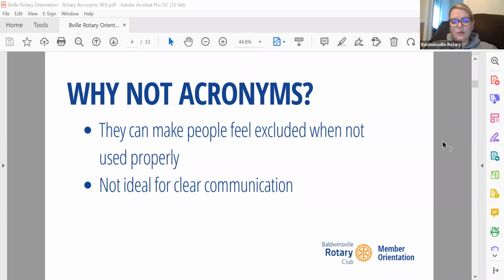They're not always a great thing, because if you're using an acronym while speaking or communicating with someone who doesn't know it, it can make them feel excluded or left out. It's like speaking another language that they don't speak. And obviously, if you're putting out information about Rotary or your club and you use an acronym without using it the right way, it can make for unclear communication for anyone reading that.